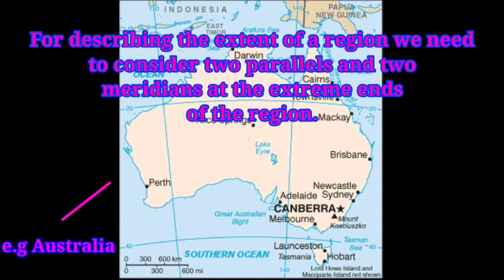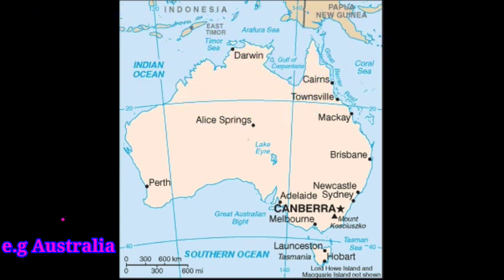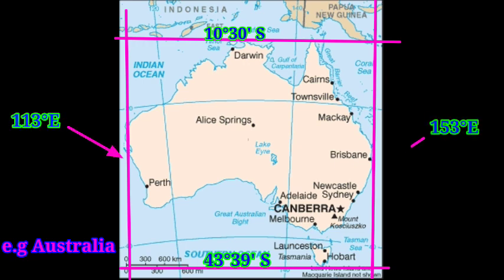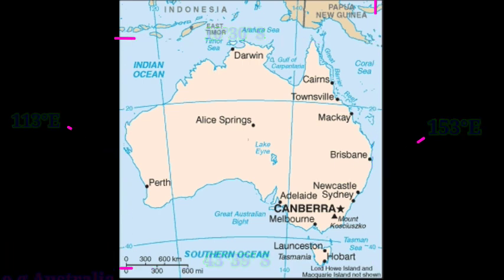Example given here, the extent of Australia. While describing the extent of a region, we need to consider two parallels and two meridians at the extreme ends of the region, and these four are the extreme ends of the Australian continent. And then the extent of Australia is described as 10 degree 30 minute south to 43 degree 39 minute south latitude and 113 degree east to 153 degree east longitudes.